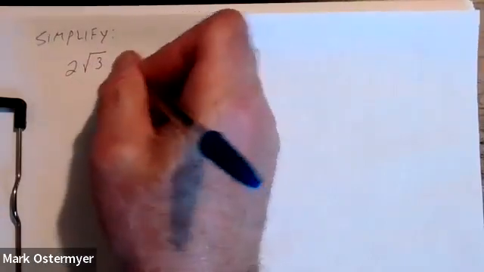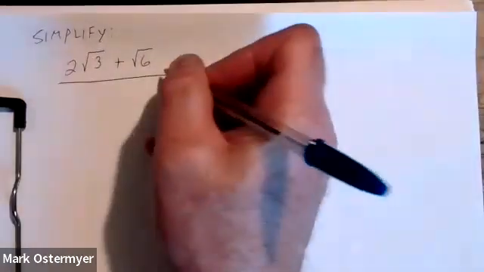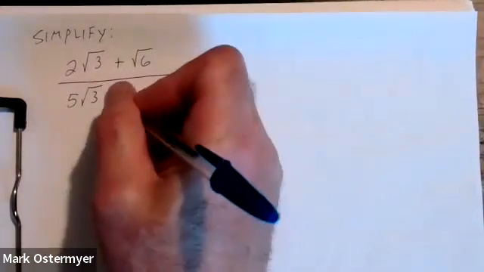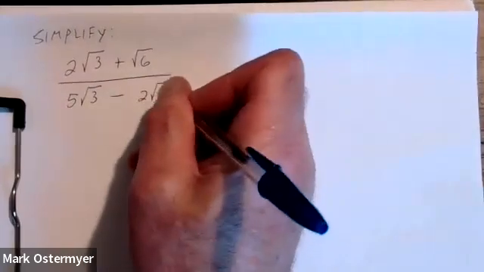All right, suppose I was asked to simplify 2 times the square root of 3 plus the square root of 6, and this sits over 5 square root of 3 minus 2 square root of 6.